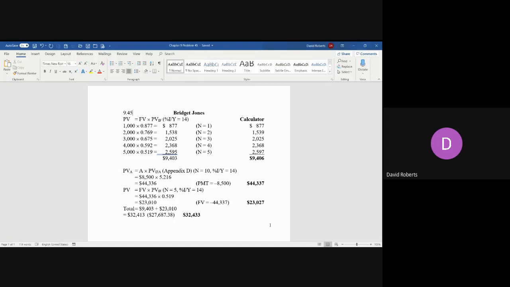You need to bring the $44,337 back from year 5 to year 0. It's a single amount, so it's FV. PMT is 0 for those 5 years. And you wind up with $23,027. You add that to the 9,406, and you have the correct answer of $32,433 using your calculator or Excel.